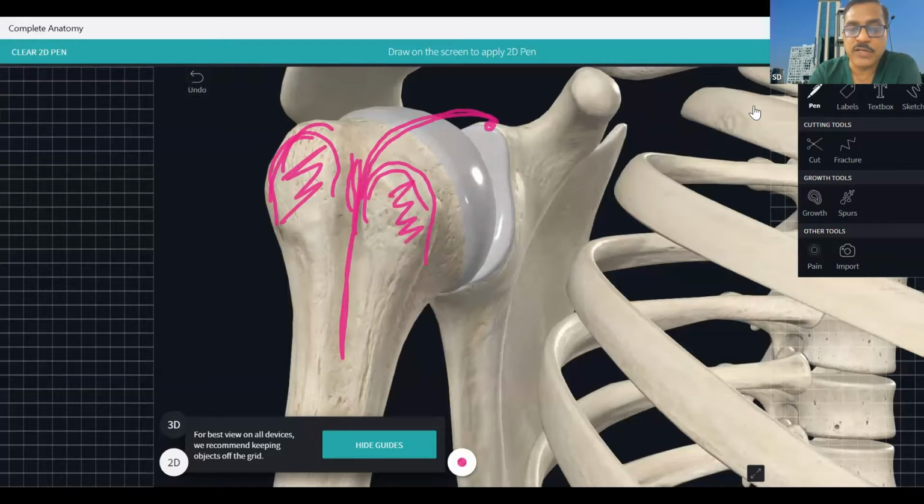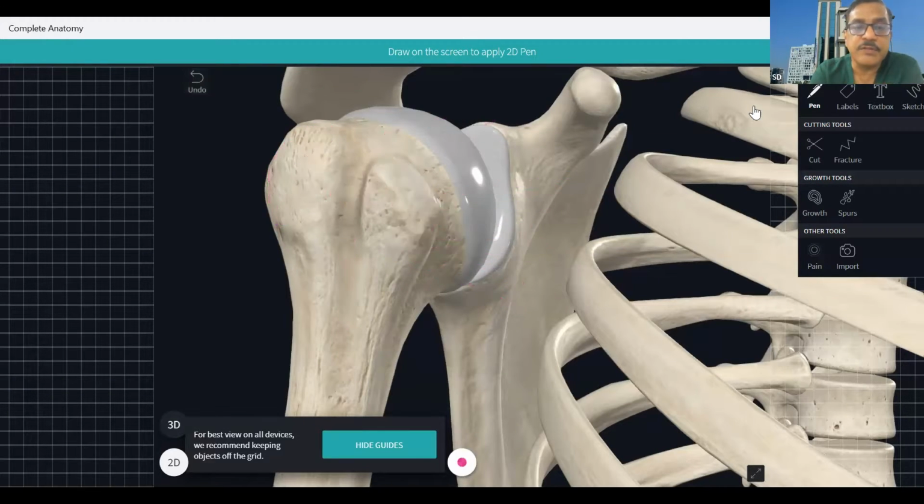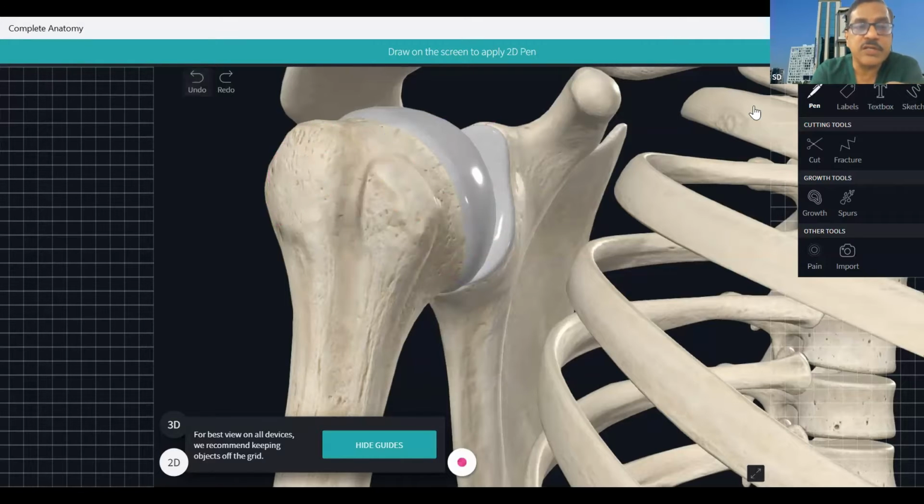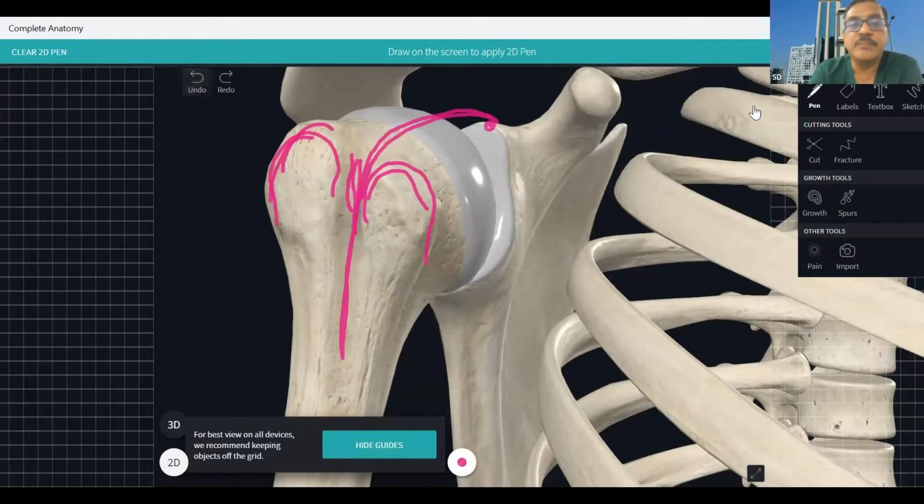Muscles get attached there. The lesser tubercle gets the attachment of the subscapularis muscle. The subscapularis comes like this and gets attached to the lesser tubercle. And in the greater tubercle, there are 3 facets. In these 3 facets, there are 3 important muscles getting attached.